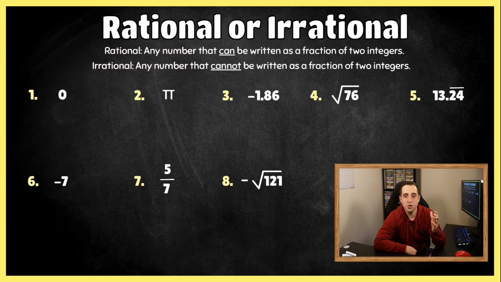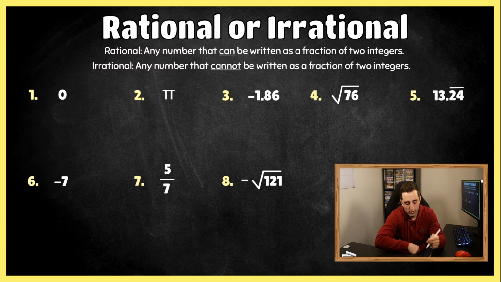To be considered a rational number, you have to be able to take any number and make it into a fraction of two integers. And if you can't do that, it's considered irrational. So I have 8 examples here to show you, and then I have 8 problems that I want you to try on your own on a different sheet of paper. So let's go ahead and jump into number 1 and see if we can make 0 into a fraction of two integers.